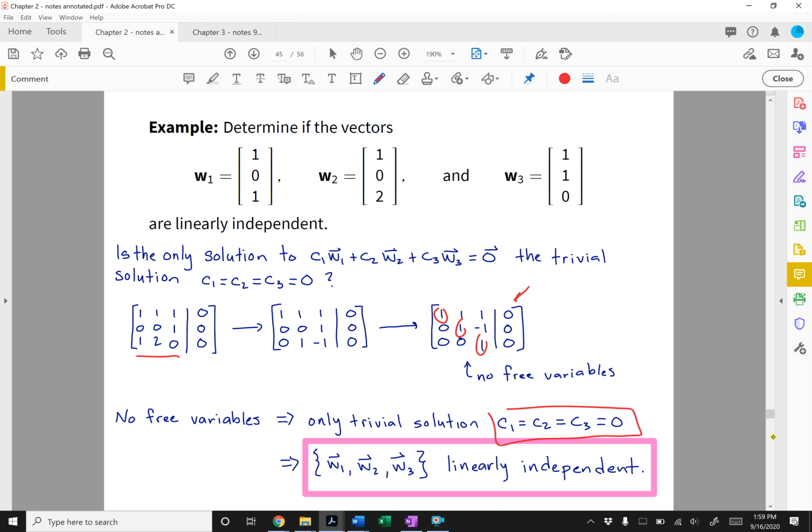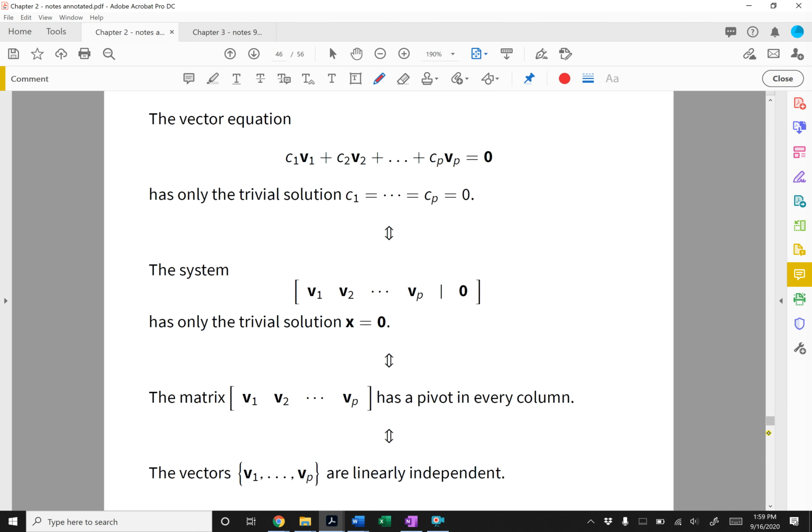Homogeneous is if we have a system that equals the zero vector. Okay, so they are linearly independent. We can't make one by taking linear combinations of the others. So these are four statements that are equivalent.